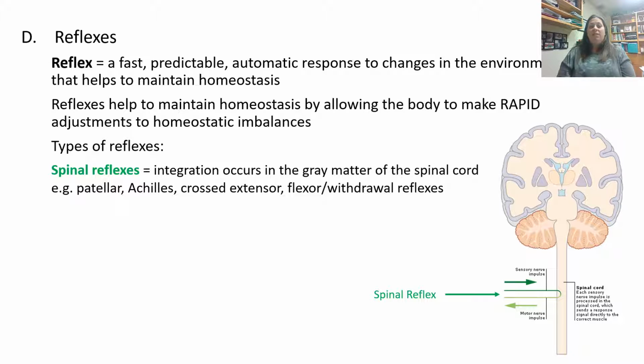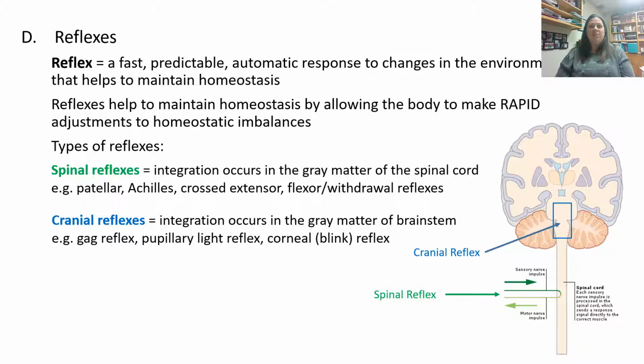Now, there are different types of reflexes. There are spinal reflexes, where the integration is going to occur in the gray matter of the spinal cord. This is like your patellar reflex with your knee, your Achilles, crossed extensor, and flexor withdrawal reflexes. We also have your cranial reflexes, which are going to use your cranial nerves. These are going to occur in the gray matter of your brainstem, and this is like your gag reflex, your pupillary light reflex with your pupil, and your corneal blink reflex.